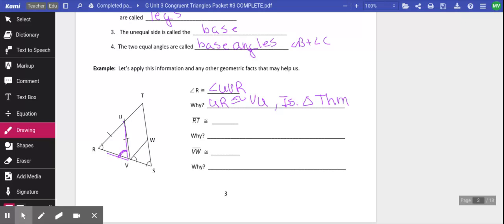Then we also know that RT is equal to TS because angle R is congruent to angle S, and the isosceles triangle theorem tells us it works backwards as well. And then last but not least, VW is equal to WS because angle V equals angle S, and again, the isosceles triangle theorem.